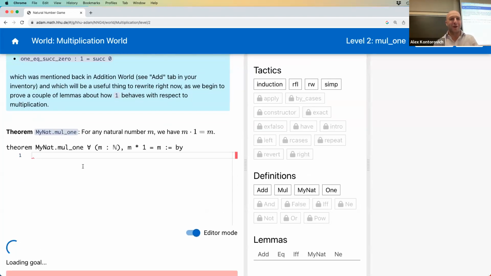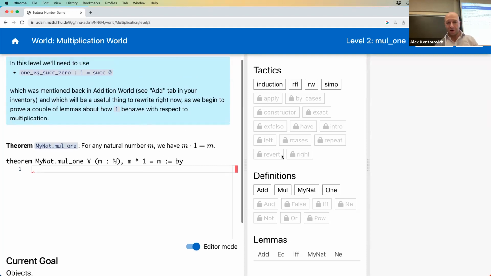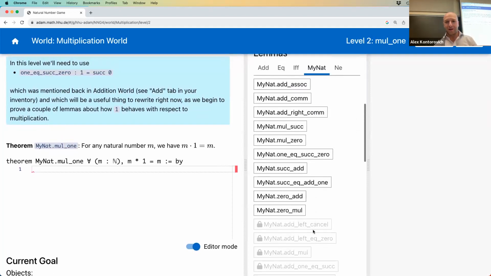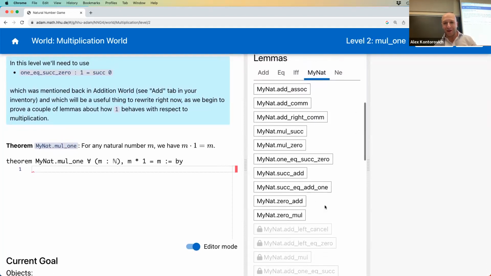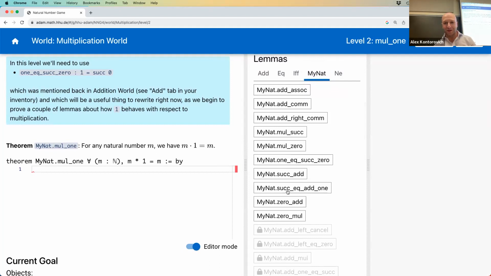Although that's not always possible immediately. Okay. How are we going to prove that m times 1 is m? We know what lemmas we are given. Are we given anything about successor equals what? Okay. What do we know about multiplication? This is all we know about multiplication.